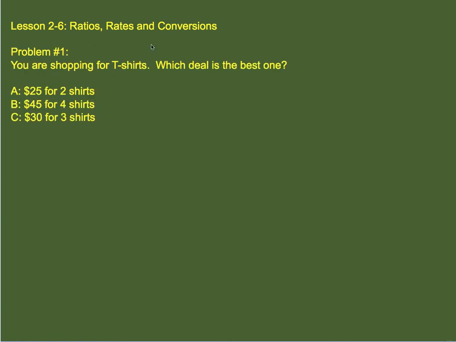In problem number 1, we're going to look at why unit rates are important. So say you're shopping for t-shirts. Which deal is the best one? $25 for 2 shirts, $45 for 4 shirts, or $30 for 3 shirts? We can compare them using unit rates. At store A, we have $25 for 2 shirts, and that is $12.50, so $12.50 per shirt.